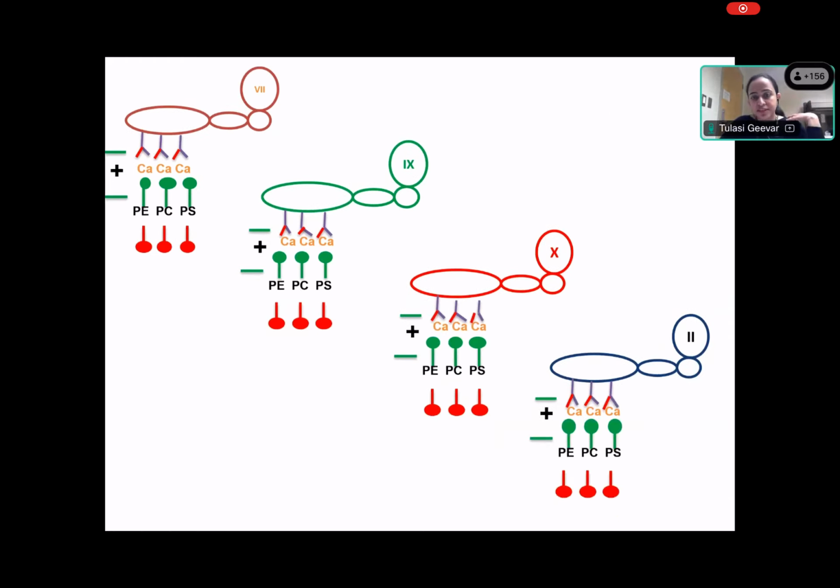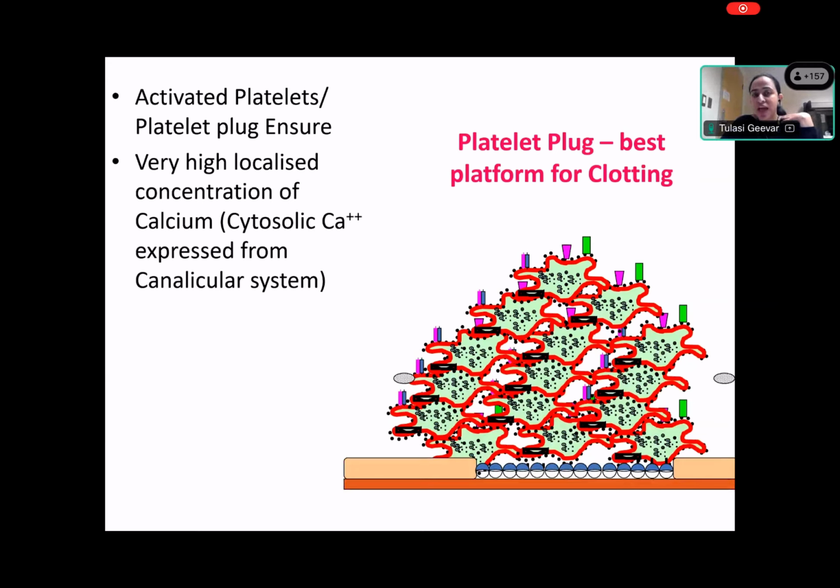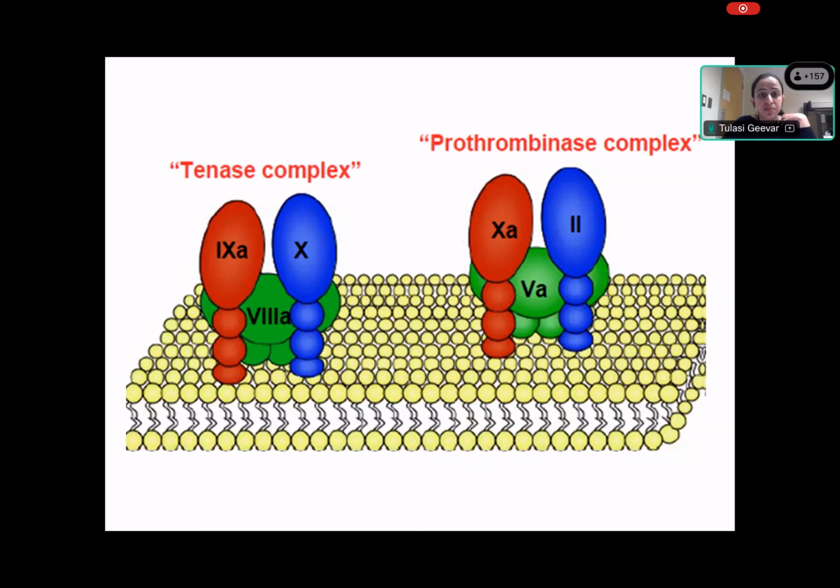So they come and bind to the cell surface. The platelet plug is the best platform for clotting because the activated platelet or platelet plug ensures a very high localized concentration of calcium, which is essential for the action of the vitamin K dependent factors, and the procoagulant surface is provided by the platelets once they get activated. And hence, this results in the formation of these important complexes that we saw before, the tenase and the prothrombinase complexes, which lead to the formation of thrombin.